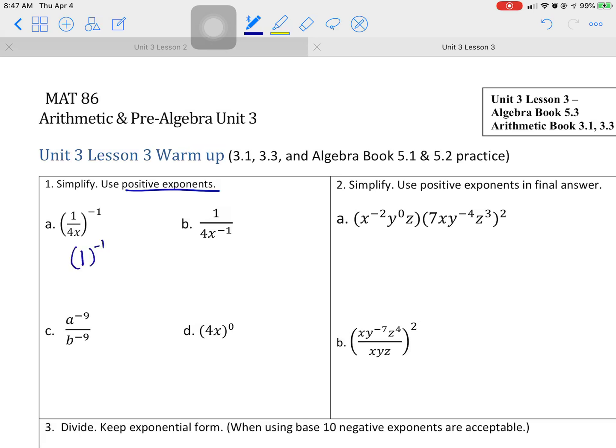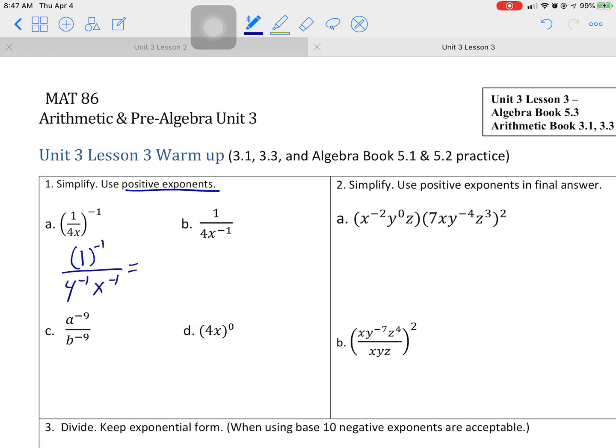We want to distribute the 1 to the negative 1, 4 to the negative 1, x to the negative 1. I don't know why I put the 1 in parentheses, out of habit, I guess. It's the same as flipping the whole thing. Anything that has an exponent of a negative 1, everything gets flipped.